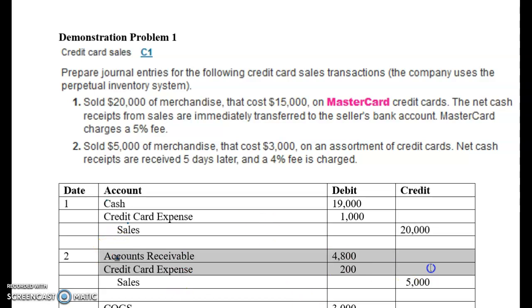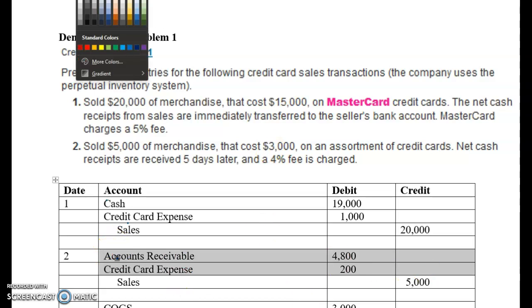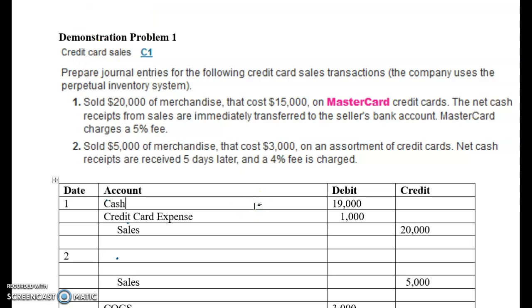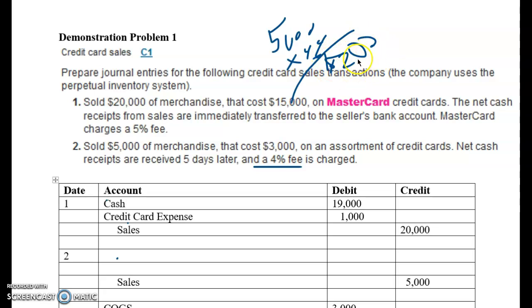And again, I can't reiterate this enough. This is literally how I work it. I do sales first. I don't know why, that's the way I do it. And then I go in and do the math. $5,000 times 4%, you know it's $200. Most of y'all probably did it in your head already. So that's the credit card expense, and accounts receivable would be 5,000 minus 200, or 4,800.